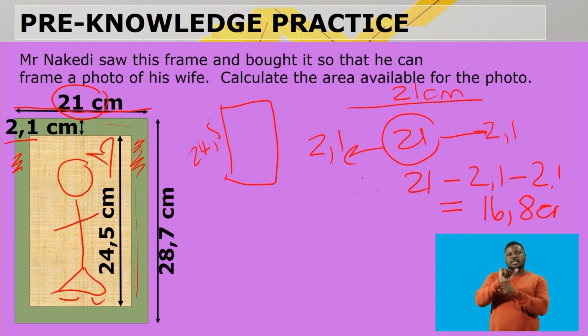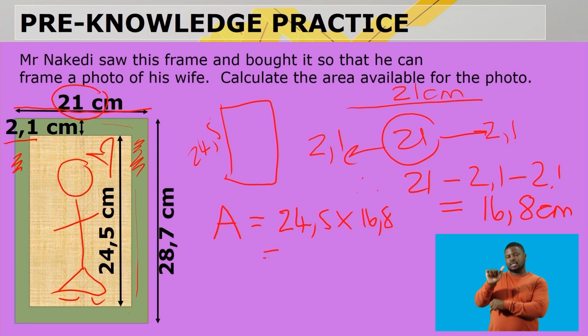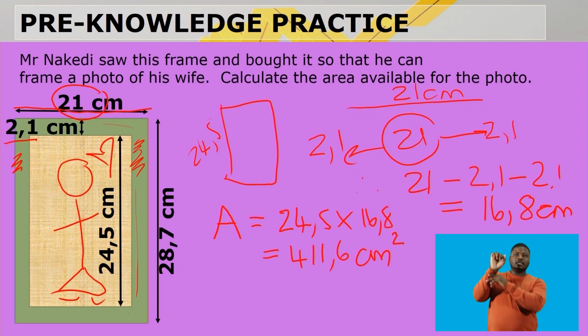and that gives me a width of 16,8 centimeters. So the space for his lovely wife is going to be 24,5, which is the length, times the width, 16,8, and that is then 411,6 centimeters squared, because now we work with area.